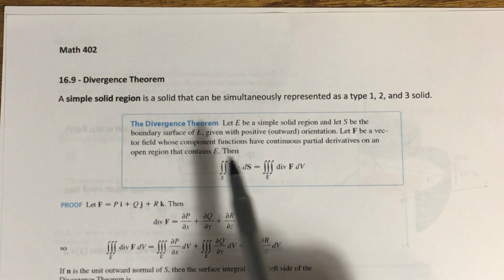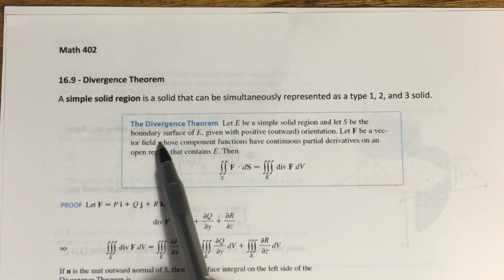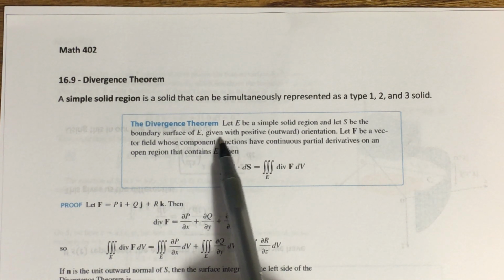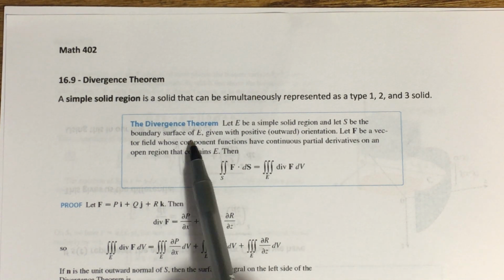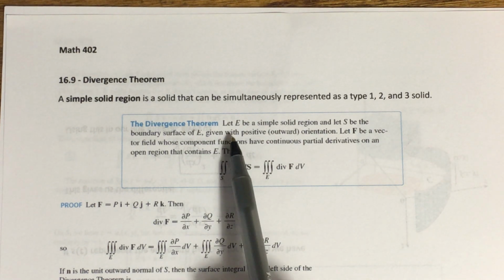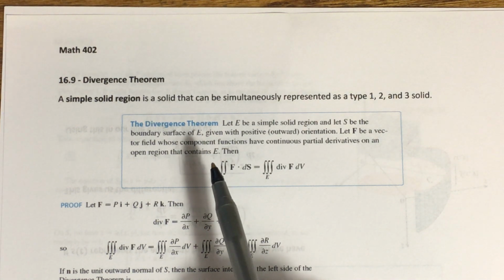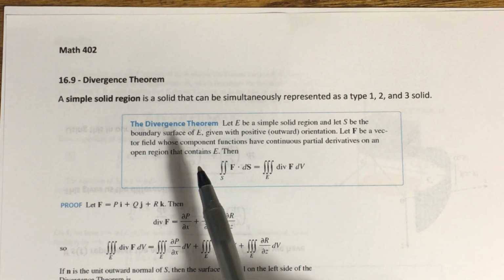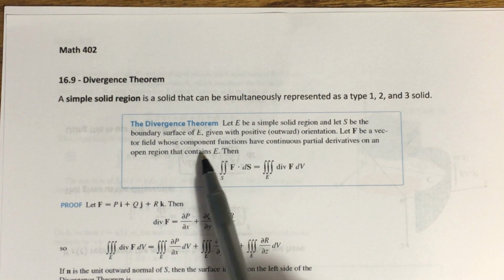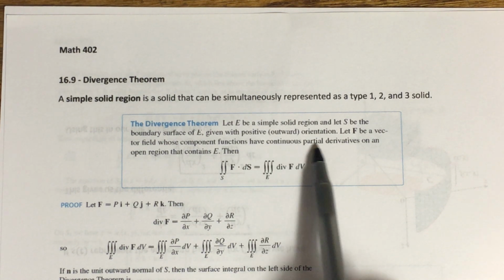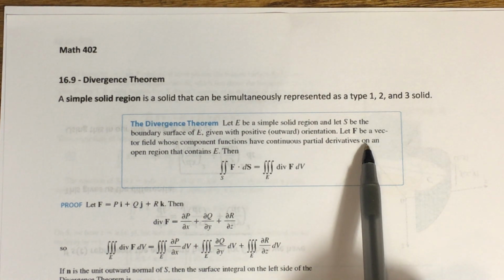So here's our statement of the divergence theorem. We're going to let E be a simple solid region, and S is going to be the boundary surface of E, given with positive, which means outward, orientation. Remember, if S is the boundary of a solid, we call that a closed surface. A closed surface can be something like a sphere or a box. That's intuitively closed. And we're going to say let F be a vector field whose component functions have continuous partial derivatives. You notice we make that assumption a lot because that opens up some theorems to us.